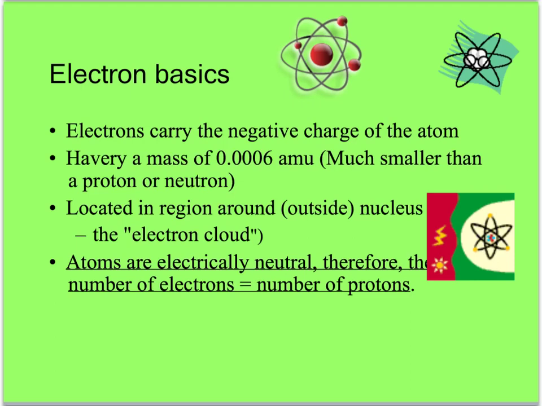Okay, they are located in the region outside the nucleus, the electron cloud. If you'll remember, protons and neutrons are found in the nucleus, and the electrons are going to be found outside the nucleus. And remember also that atoms are electrically neutral, therefore the number of electrons will equal the number of protons.